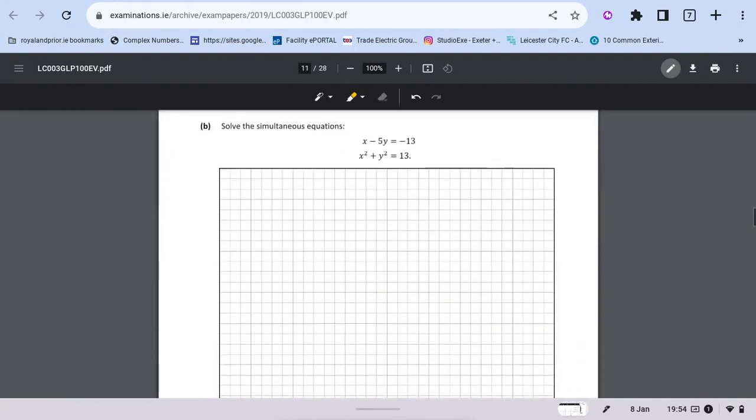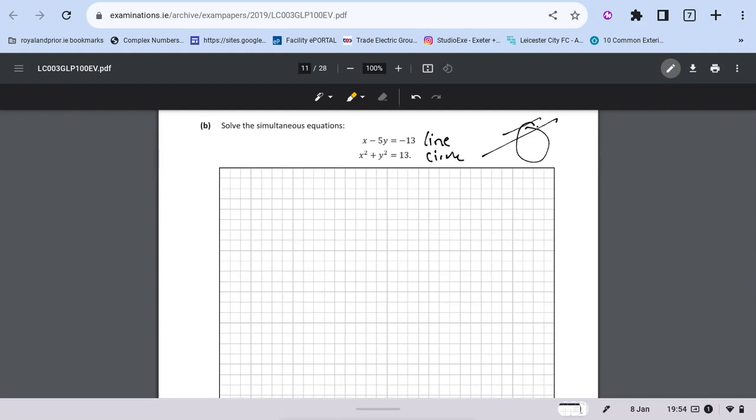On to the next bit. Simultaneous equation, one linear, one quadratic. So avoid the temptation to square that top line. Remember, there's a circle, there's a line, so it's my linear one. This is my quadratic or my circle. They're asking you where do they meet. So you work with the linear one, the simple one, and try and get one of its letters on its own. So I'm going to get x on its own because there's no number in front of it. So x is equal to minus 13 plus 5y, or 5y minus 13, which is the same thing.